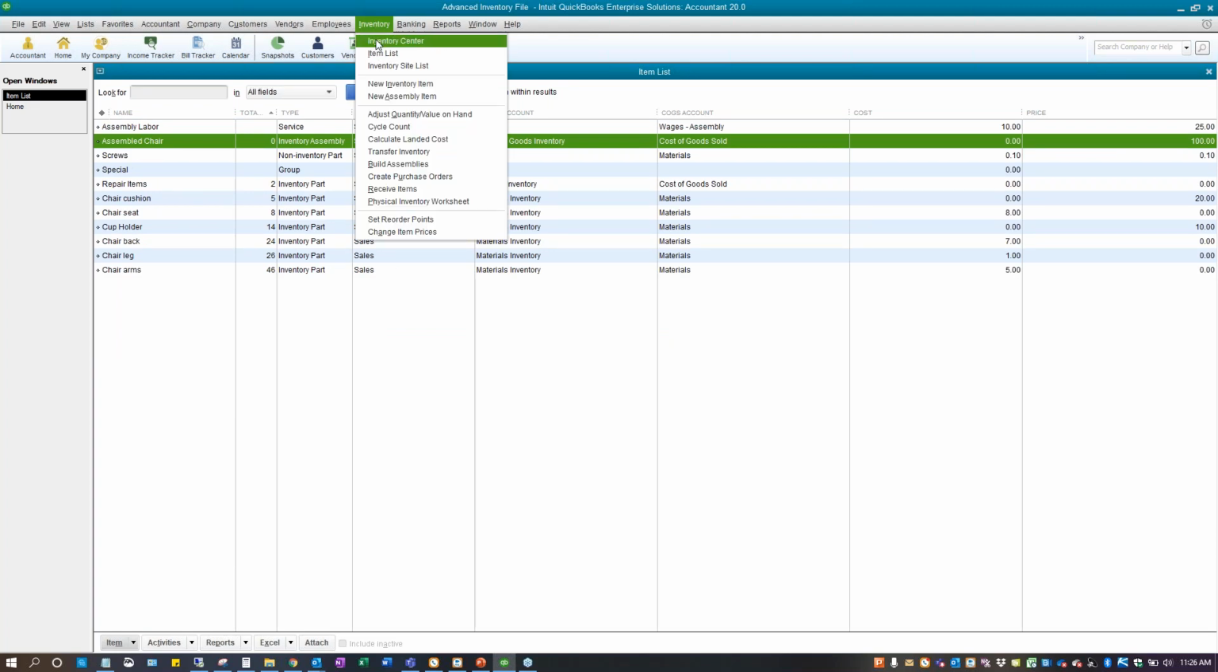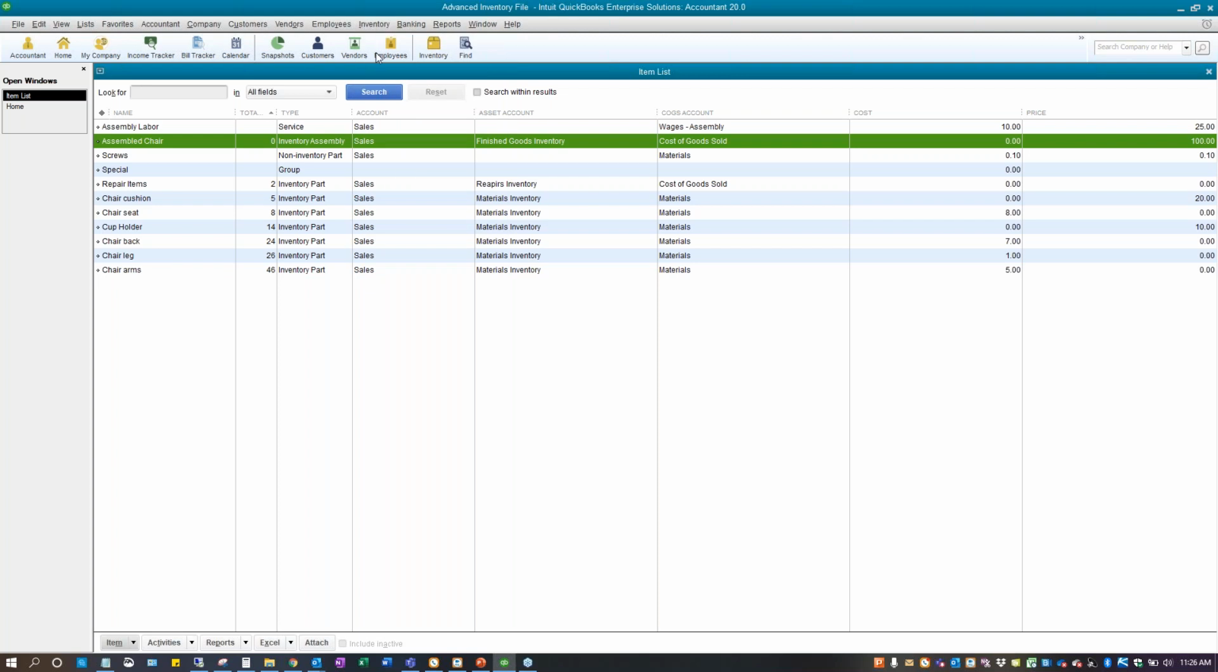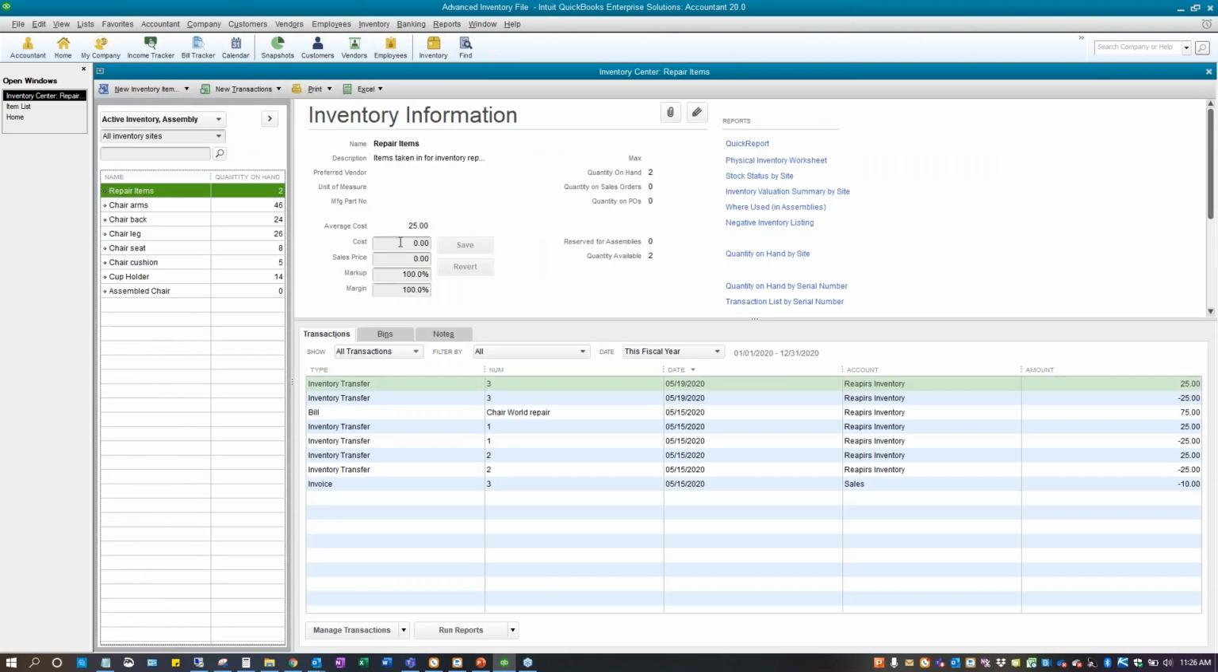Inventory center, there is a lot going on here and a lot to pay attention to. Again, you can customize this by right-clicking and adding what you want to see. I always take out the cost because I want to know quantity on hand when I'm dealing with inventory, because the other pieces are over here on the right. So there's no point in being redundant, except for quantity on hand. But notice there's a lot of information right here.